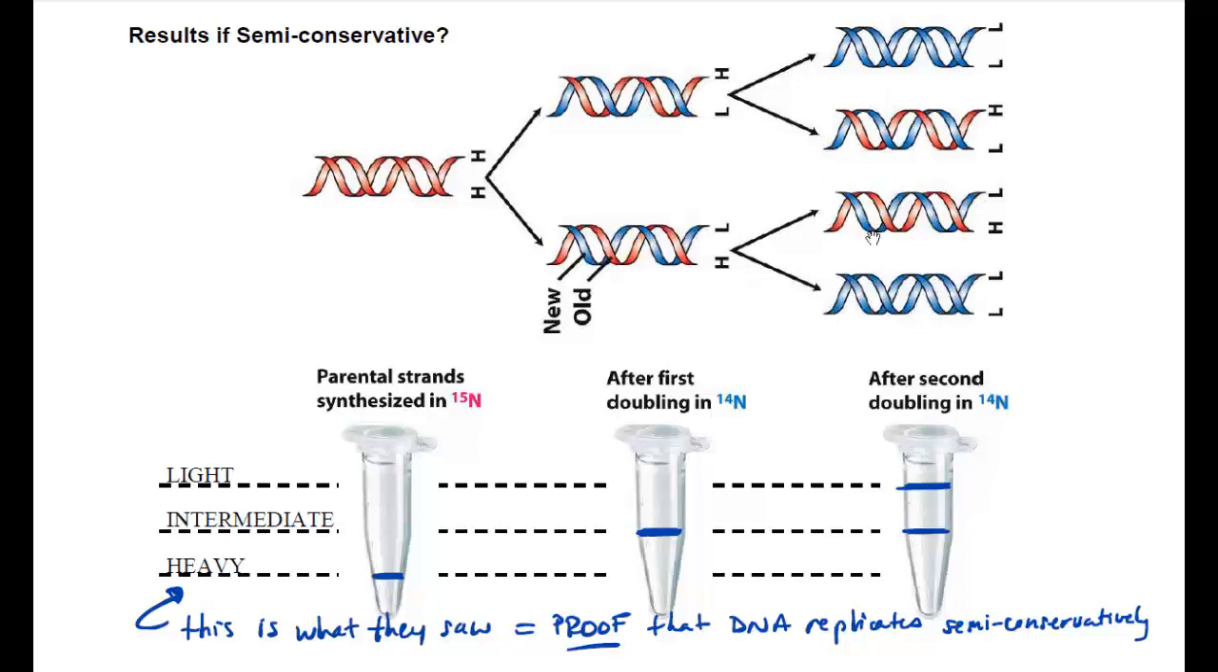So we would end up with intermediate and light bands. So here we have intermediate and light bands. This is what they saw. So this was proof that the DNA itself is replicating semi-conservatively.